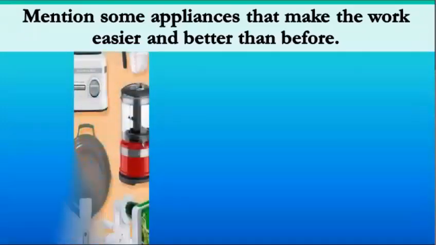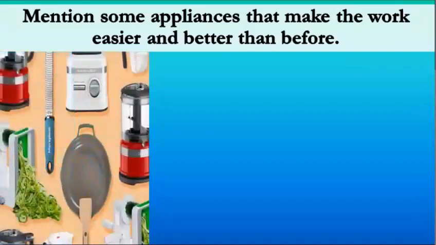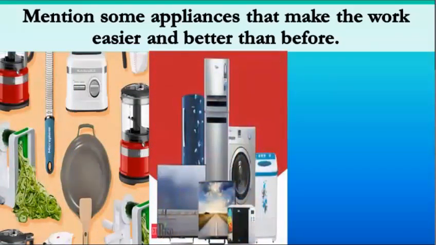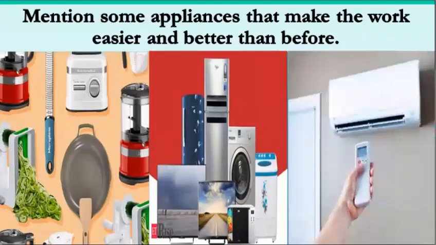If we have a look at the appliances that we have, kitchen appliances like the fridge, like the stove and so on. We have the washing machine, we have the blender, and we have also the most important one at home, which is the air conditioner. Imagine our life without an air conditioner. Imagine your life without a washing machine. Of course, we can do the work, but it will not be easy. So modern technology has made our life much easier and better than before.